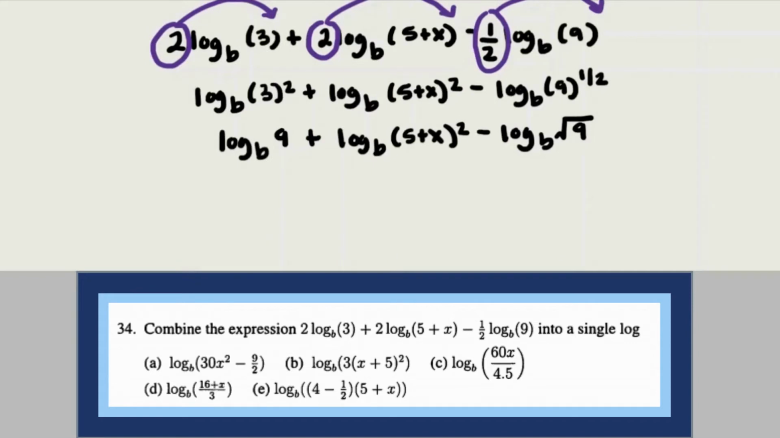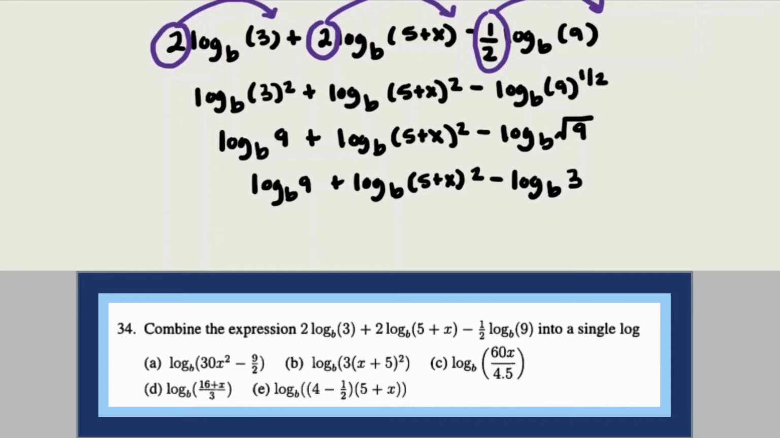So I'm going to take the steps to simplify this a little more. We have log base b of 9 plus log base b of 5 plus x squared. And then the square root of 9 will actually simplify to 3. So we can say minus log base b of 3. Okay, so we're kind of getting somewhere.